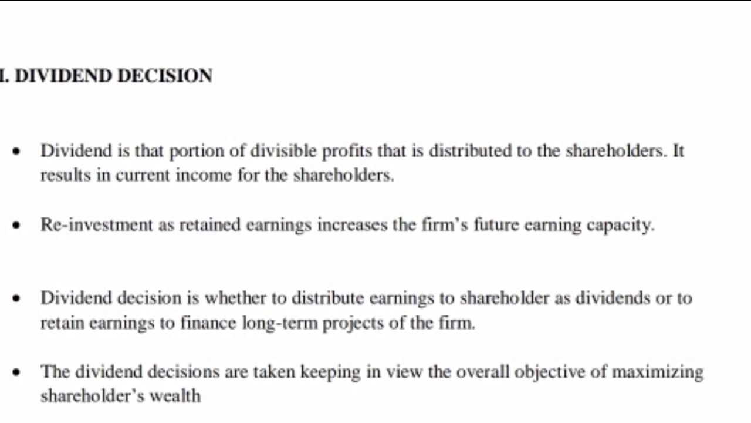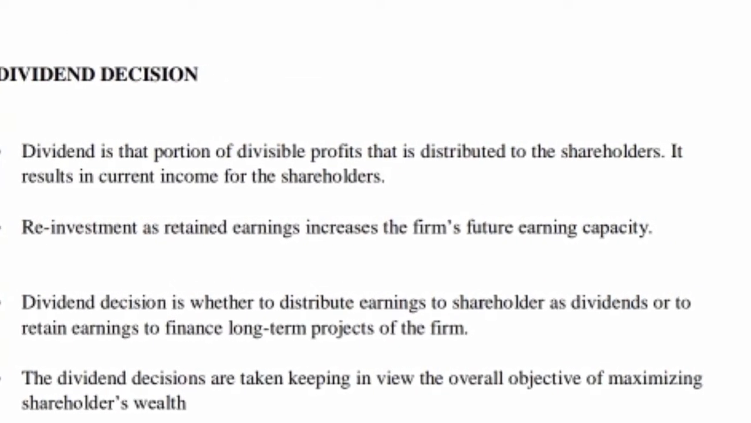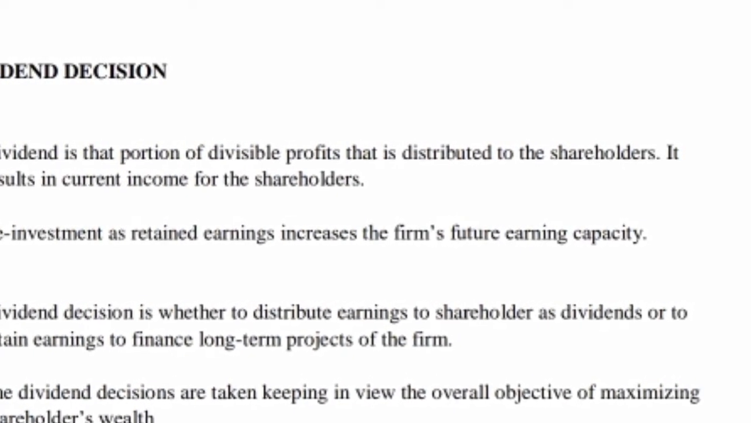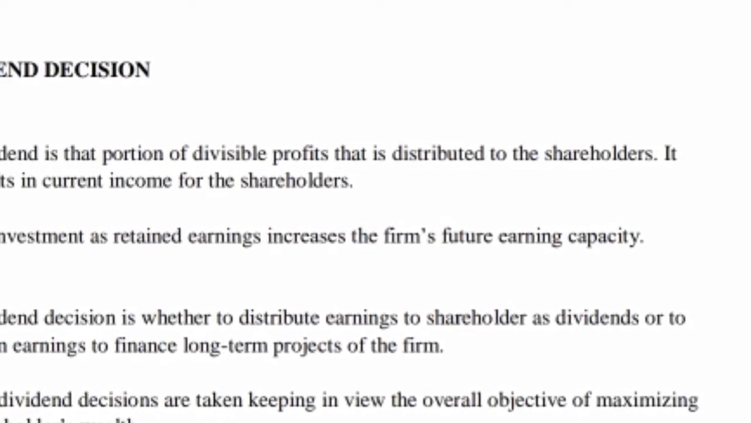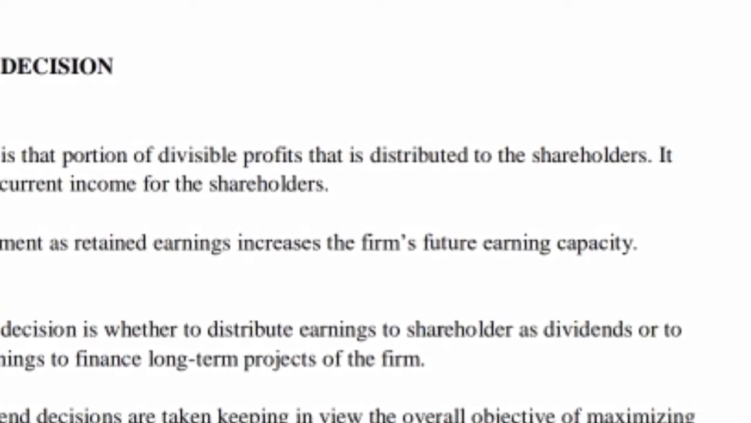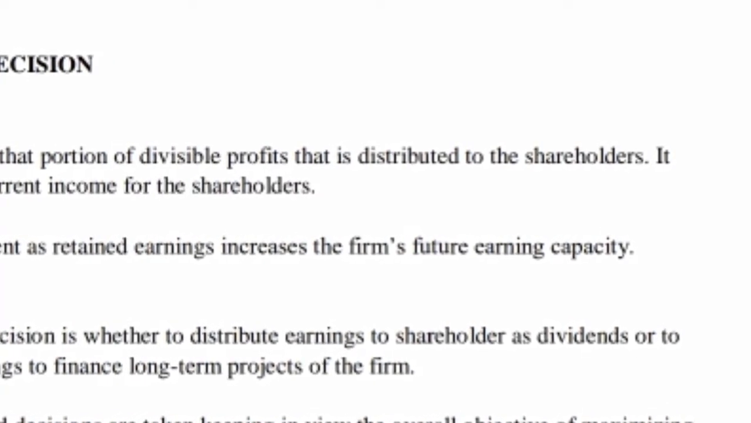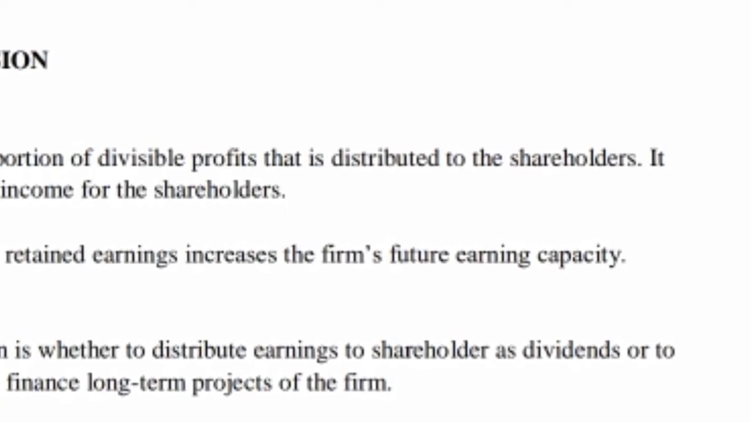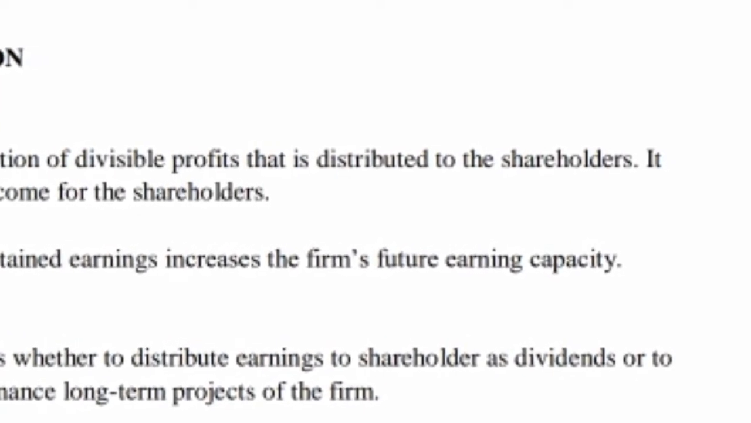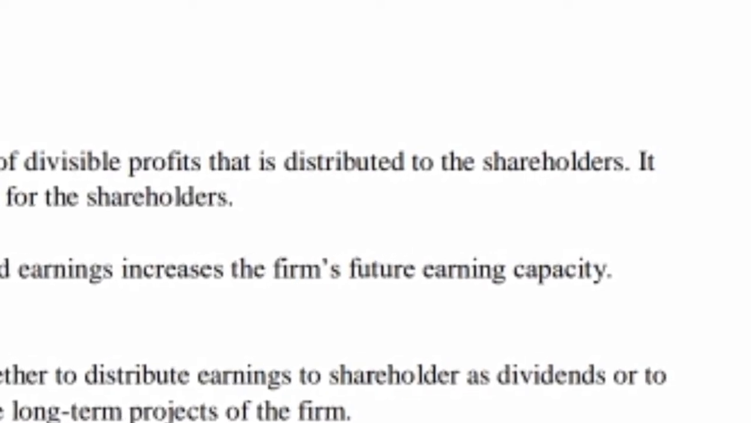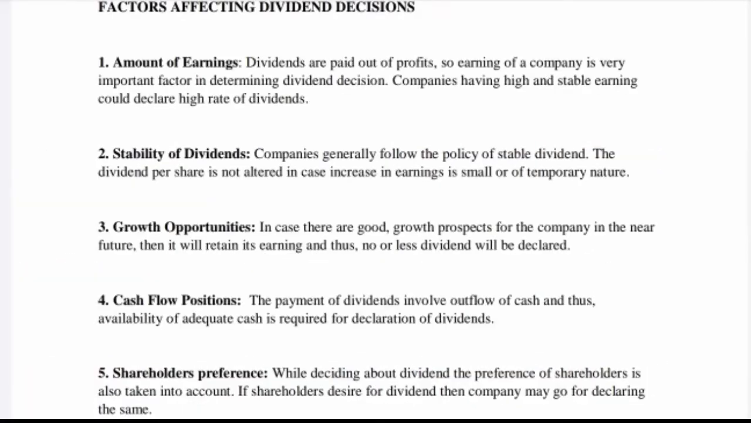3. Dividend decision. Dividend is that portion of divisible profits that is distributed to the shareholders. It results in current income for the shareholders. Reinvestment, as retained earnings, increases the firm's future earning capacity. The dividend decision is whether to distribute earnings to shareholders as dividends or to retain earnings to finance long-term projects of the firm. Dividend decisions are taken keeping in view the overall objective of maximizing shareholders' wealth.